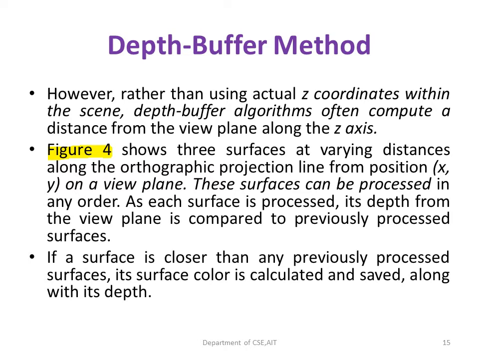As and when we process one surface, its depth value will be compared to the previously processed surfaces, and whichever has the least value will be considered. If a surface is closer than the previously computed values, that will be the final value, which will be copied and saved so that it can go for the display. This is our final value. Whichever is the closest, the color at that particular point and the depth at that point will be computed and saved.